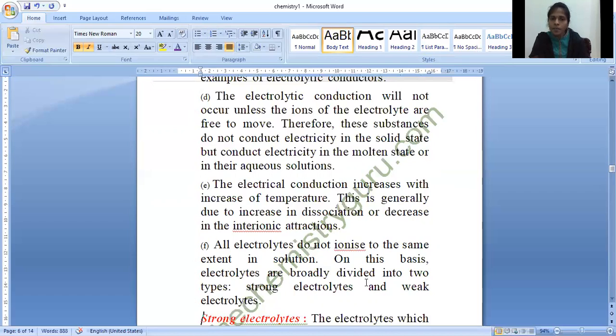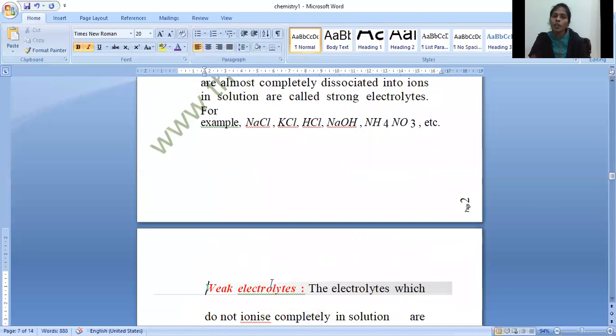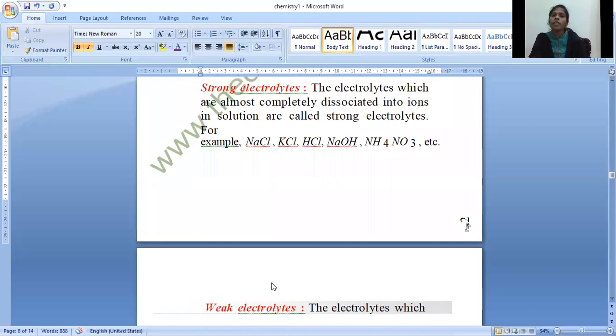On this basis, electrolytes are broadly divided into two types. Those are called strong electrolyte and weak electrolyte. So let us see what is meant by strong electrolyte and weak electrolyte. Strong electrolytes are nothing but the electrolytes which are almost completely dissociating into ions in the solution. Yes, here in the strong electrolytes, the electrolytes are decomposing completely to cations and anions.